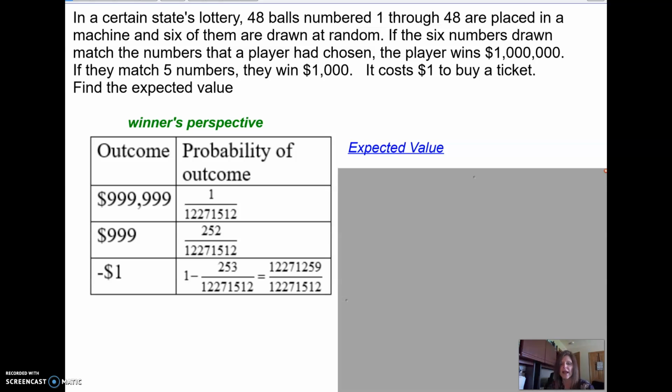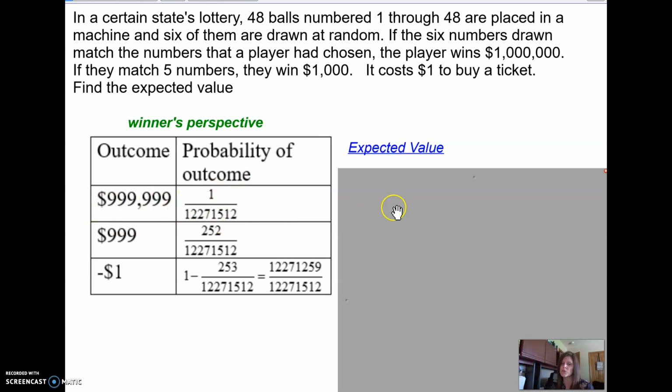Or we could win nothing. We actually lost $1. A -1 is our net result. And the probability of that is 1 minus those others added together. So we come up with a very likely scenario. 12,271,259 out of 12,271,512.